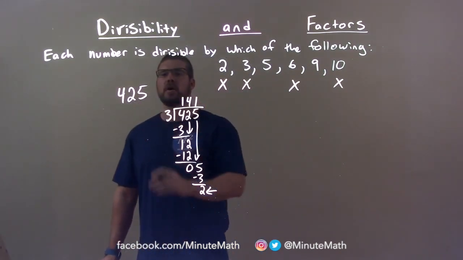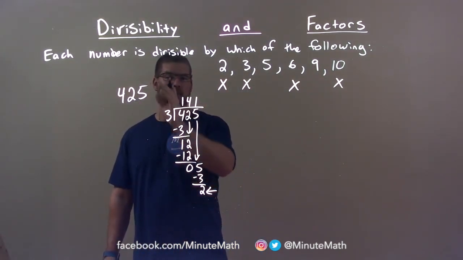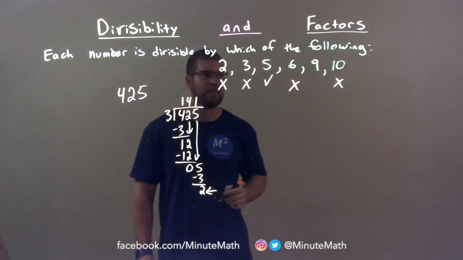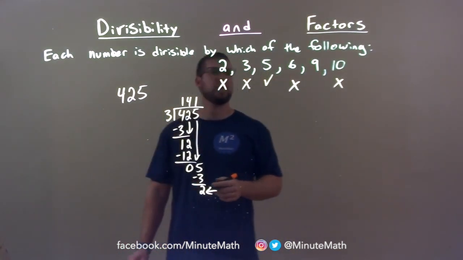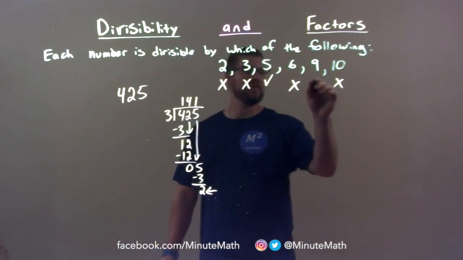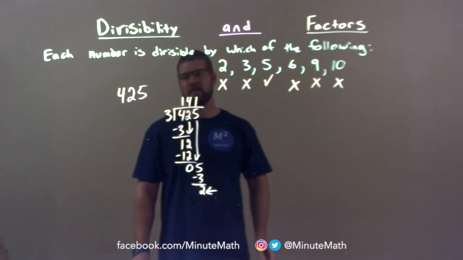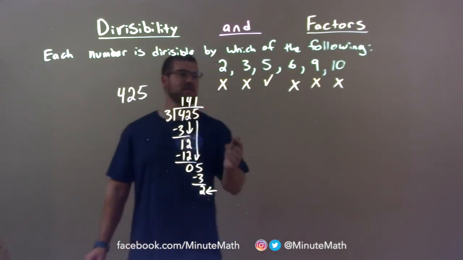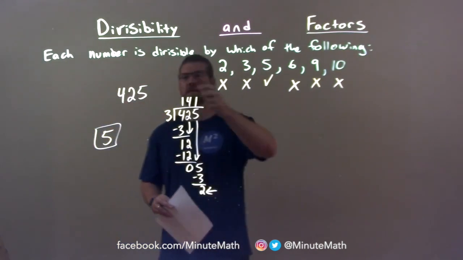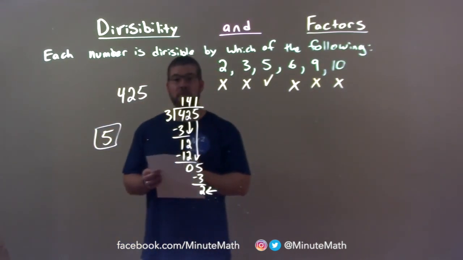Now, 425 ends in a 5, which works for 5, right? If it's a 5 or a 0, 5 works. We're good. Already determined 6 was out. Since 3 doesn't work, 9 must not work either. So 9 is out. Already found 10 doesn't work, so our answer here is just 5. 5 is the only number given that goes into 425.